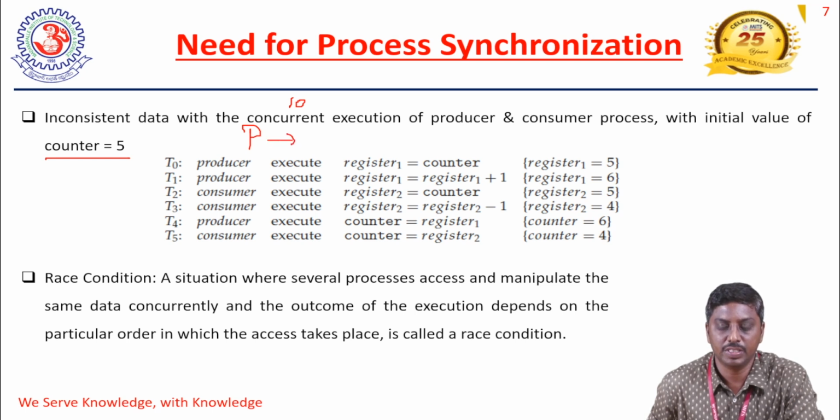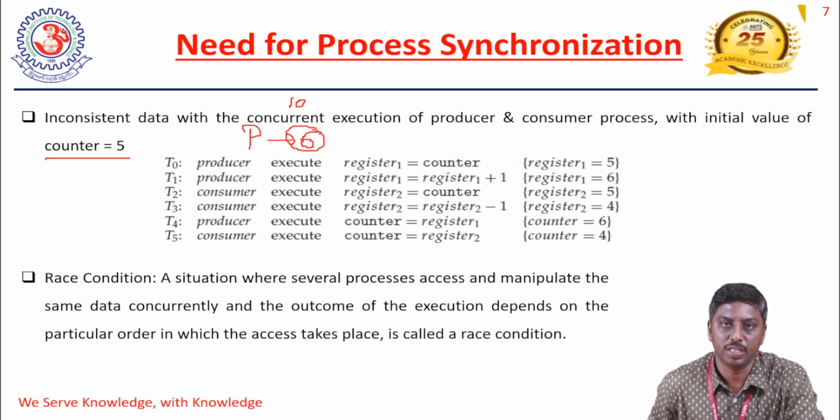So after executing, what has happened? It has produced some item. Now what should be the counter value? If I follow this code sequentially, after producing, the counter value is incremented by the producer. That is, counter plus plus is executed. So the counter value is 6.